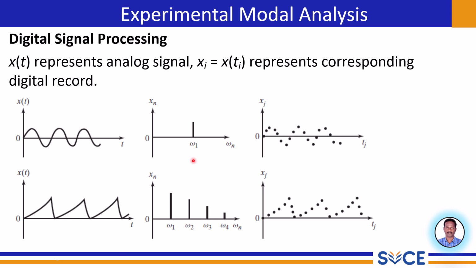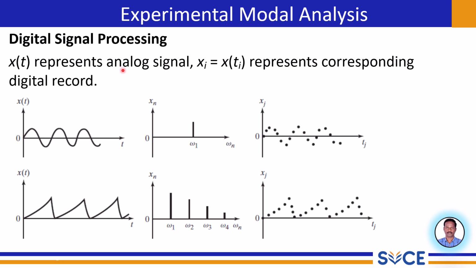Let's talk about digital signal processing, which is a fundamental aspect of how we analyze the signals we acquire through experimental modal analysis. In the real world, the vibrations we measure from a structure are continuous signals that vary with respect to time. We call these analog signals, represented as x of t.